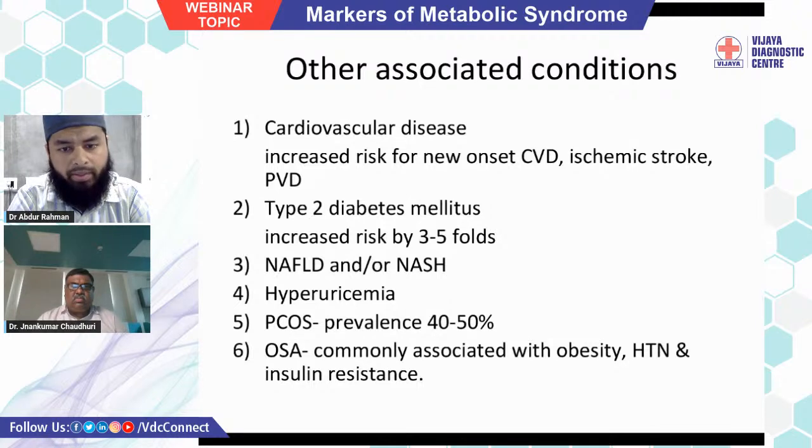And obstructive sleep apnea, commonly seen with obesity, hypertension and insulin resistance. So these are the other conditions associated with metabolic syndrome, especially gout, hyperuricemia, PCOS, and OSA. These are very serious problems.